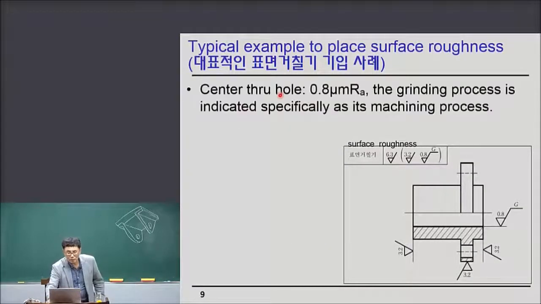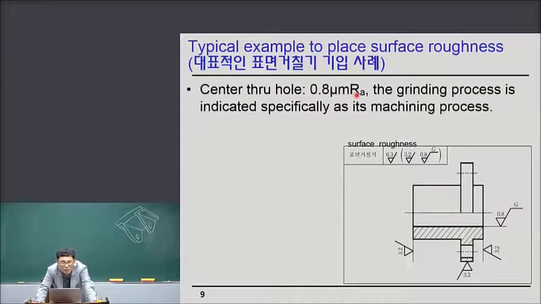So to place the surface roughness in your drawing, you use a technique like this. This means surface roughness, and you see a symbol 6.3 here, and in the curve you have 3.2 and 0.8 and G. G means the grinding process, and it means that the center through hole here is 0.8 and grinding.